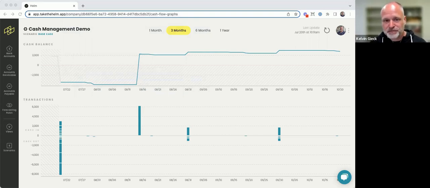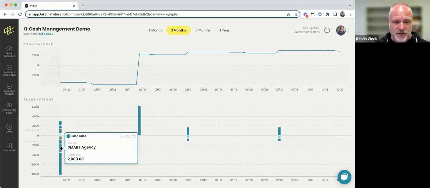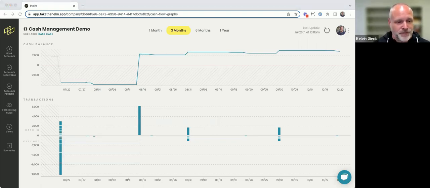So this is Helm. This is pre-built data that we pulled out of an accounting system. It's overly simplified. But what you're seeing here at the top of the page is your bank account balance over time. So we can see exactly where this company's bank balance is at any point in time in the next 3 months. And then at the bottom of the graph, we can see transactions coming in. There's a zero line here. Transactions coming in are above zero, and transactions going out are below zero. So it's a very visual tool that was built to be easy to digest and understand.